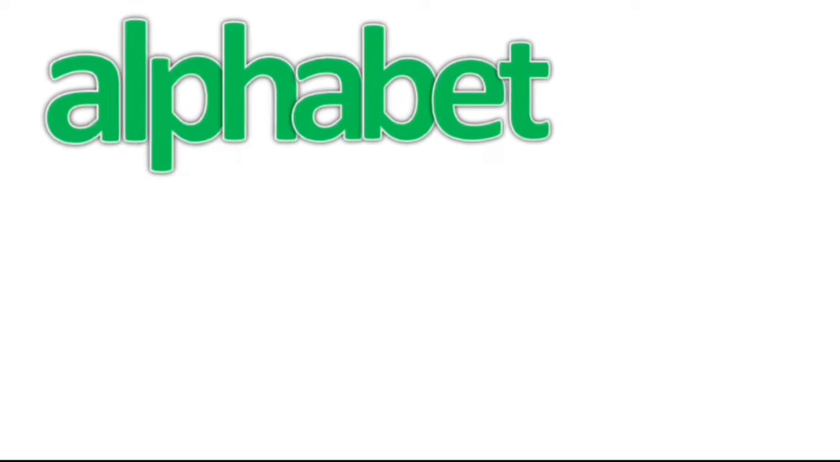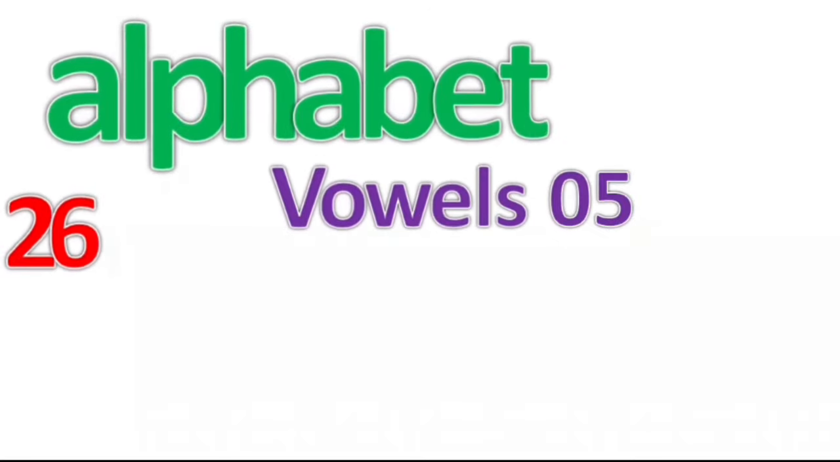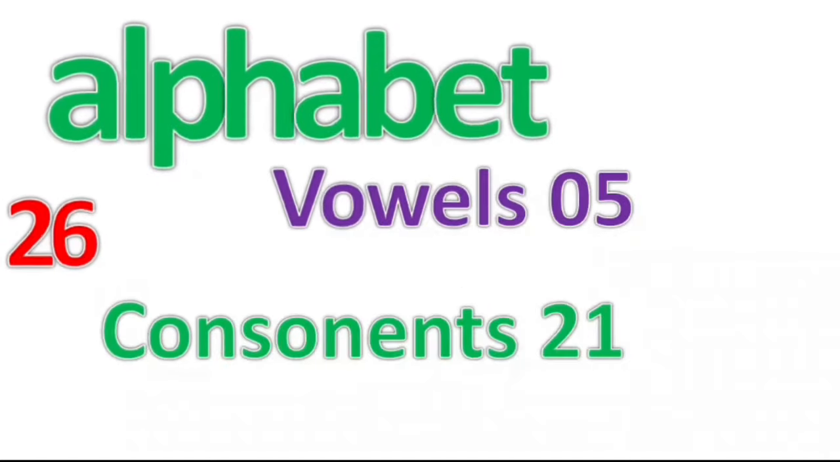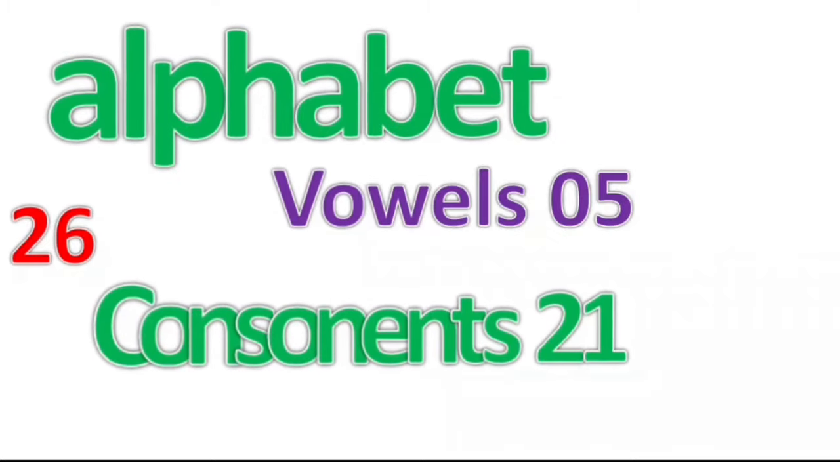Now let's move on from sounds to letters. The letters are called the alphabet. Do you know how many letters there are in the English alphabet? Yes, there are 26 letters. Of these, 5 are vowel letters and 21 are consonants. The 5 vowels are A, E, I, O, U and the remaining are all consonant letters.